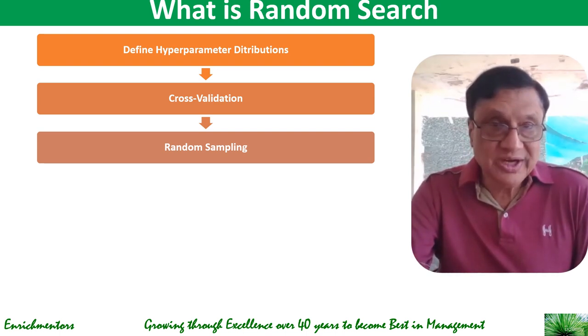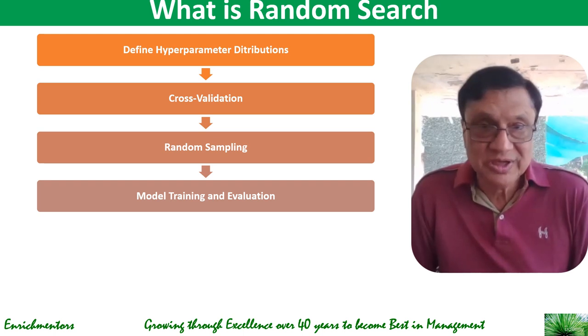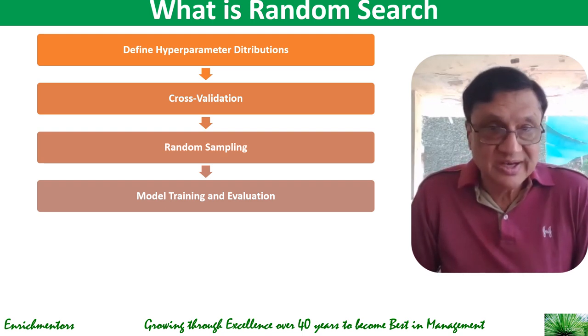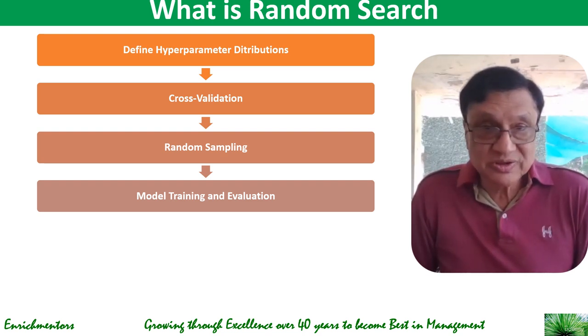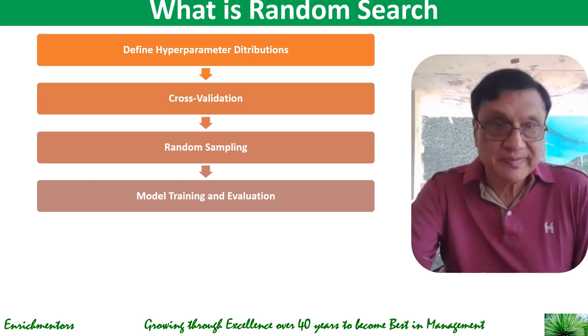Then you train the model using the sampled hyperparameter values on the training data, evaluate the model's performance using the validation data, and record the evaluation metrics like accuracy, F1 score, etc. Then you repeat the process for the specified number of iterations or till the stopping criteria is met.